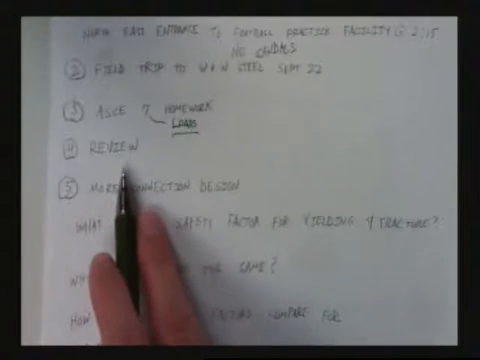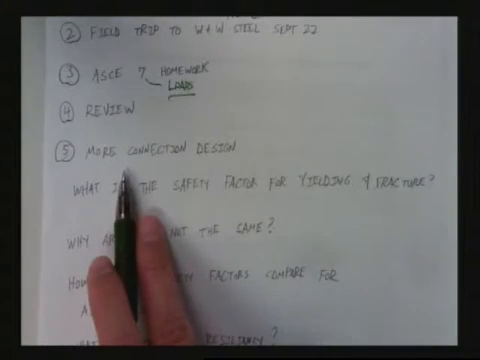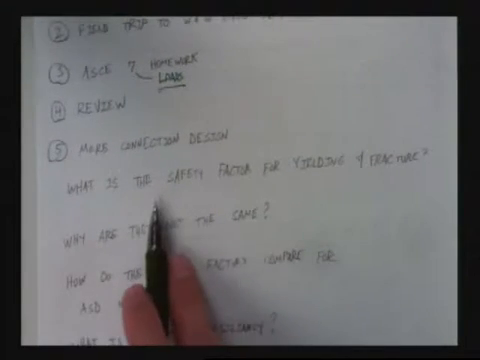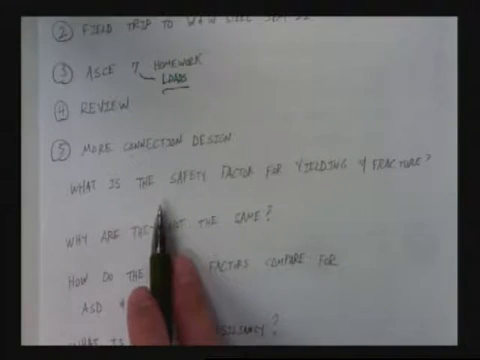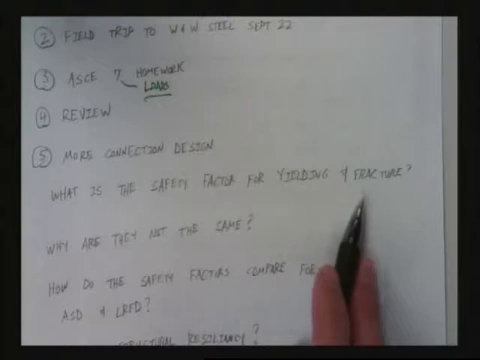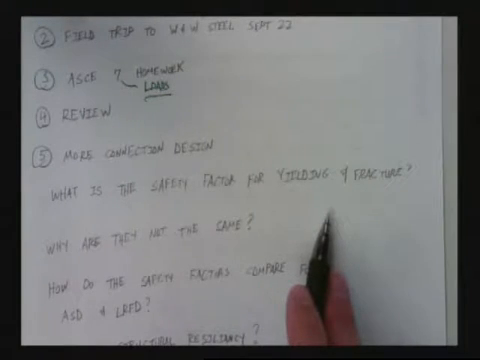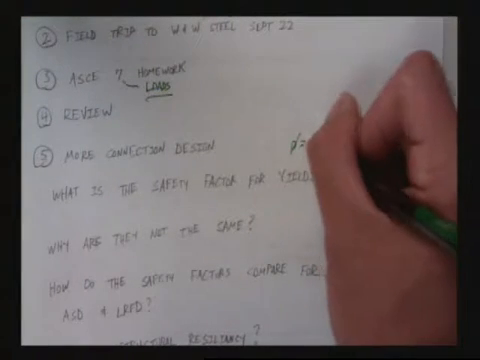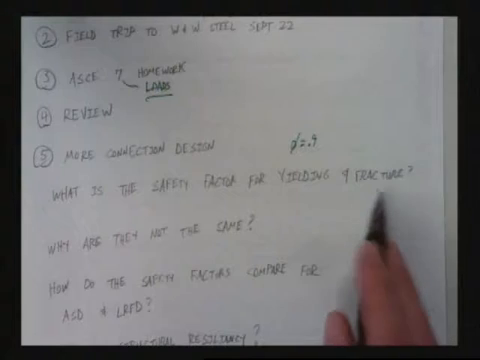We're going to review a couple things, and then we're going to talk more about connection design today. And again, it's going to be review stuff, but it's fast review. So I'm going to ask first, what is the safety factor we use in steel construction for yielding and fracture? What is it? 0.9 for yield. Well, that's the phi factor. That's right. Phi factor equals 0.9, and what's it for fracture?